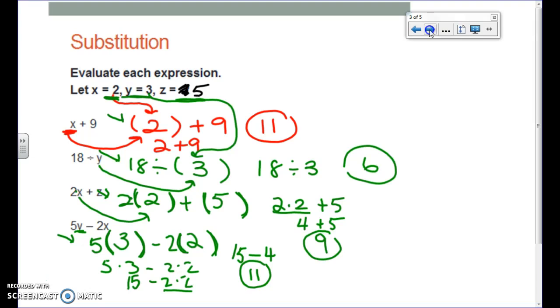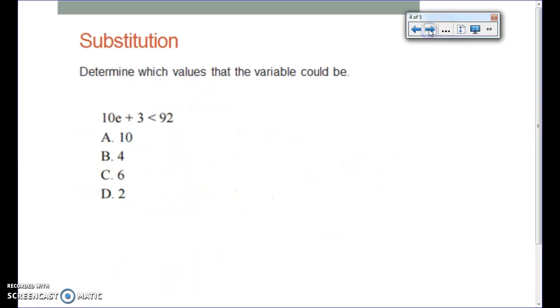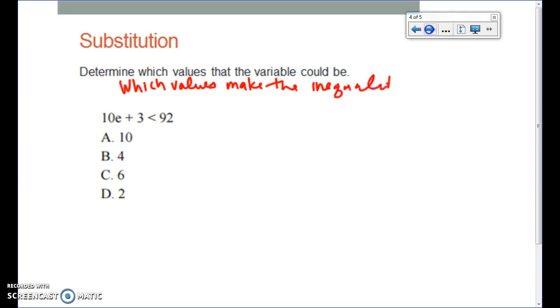All right. So this is basically how substitution works, and today what we're going to do is we're going to look at some inequalities. All right, we're going to determine which values the variable could be. Now, we are looking for, and more specifically, which values make the inequality true.